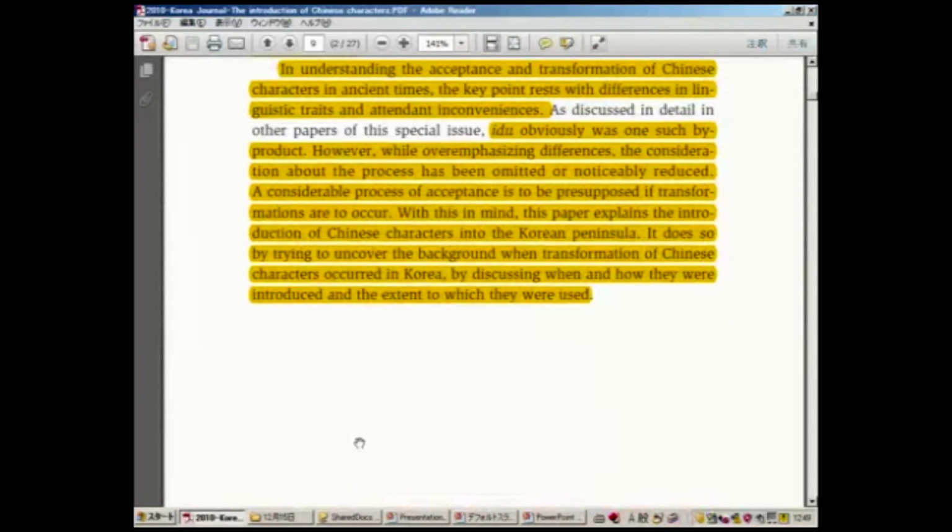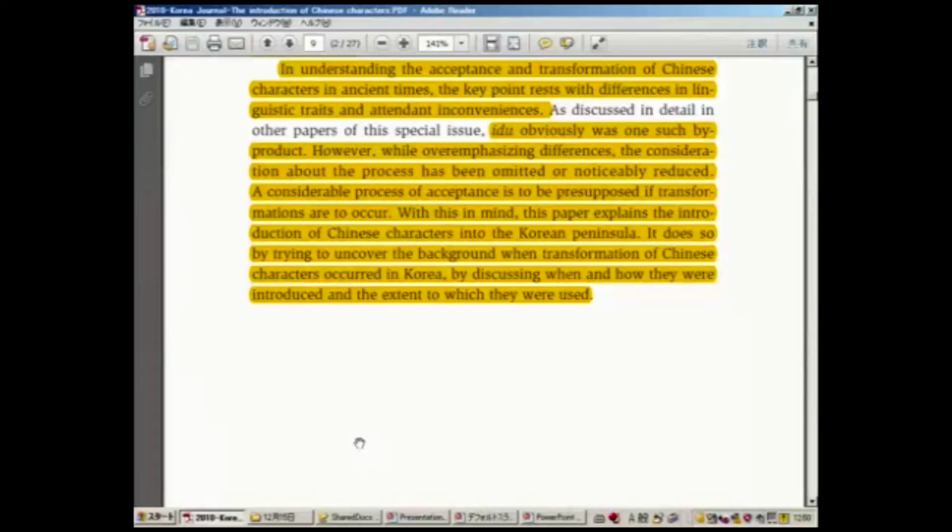In understanding the acceptance and the transformation of Chinese characters in ancient times in the Korean peninsula, the key point rests with the differences in linguistic traits and attendant inconveniences. Yi-du, obviously, was one such byproduct. However, while overemphasizing differences, the consideration about the process has been omitted or noticeably reduced. A constant process of acceptance is to be presupposed if transformation is to occur.